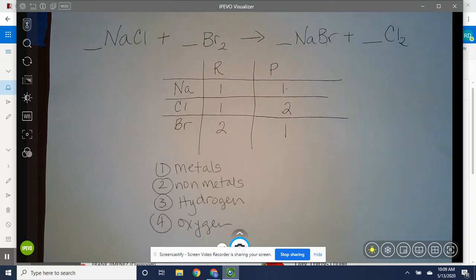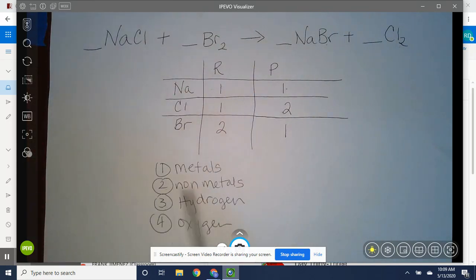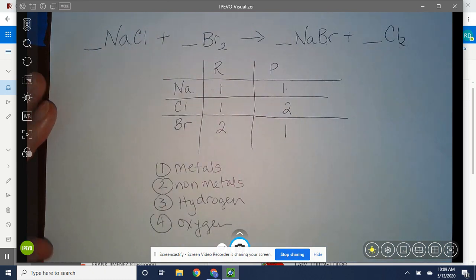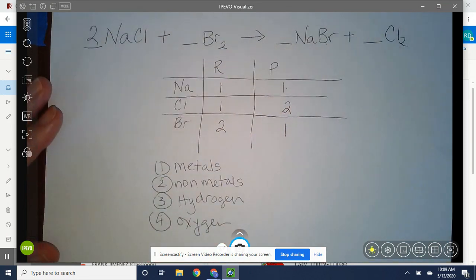So we are going to do our metals first. Sodium, I have 1 and 1. It's balanced. I'm not going to do anything. I'm then going to go to the non-metals. And it doesn't matter if you do chlorine or bromine first. So we'll just go in order and we'll look at chlorine. Chlorine, there is 1 on the reactant side and 2 on the product side. So the reactant side is deficient. So I'm going to put a 2 in front of the sodium chloride.